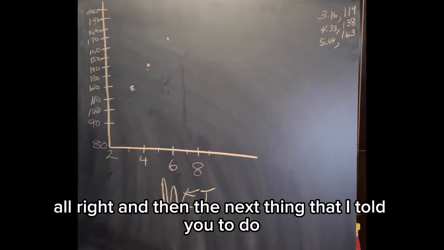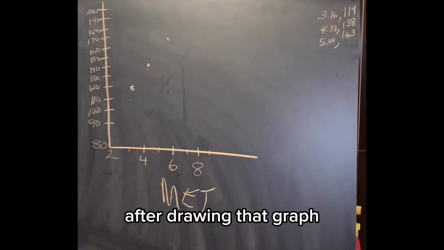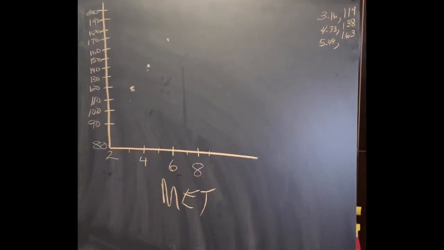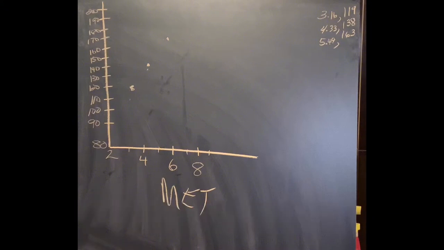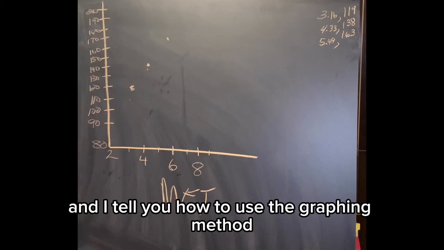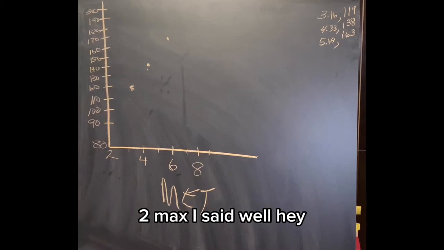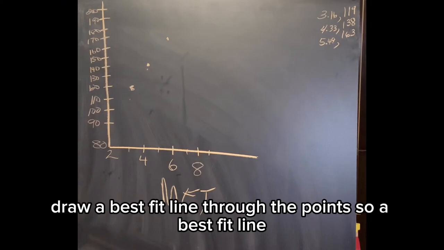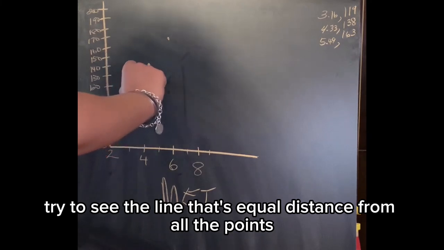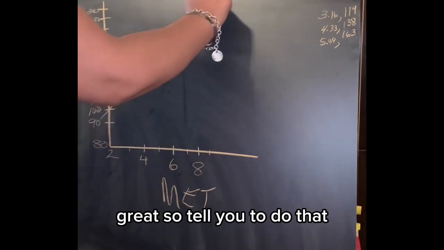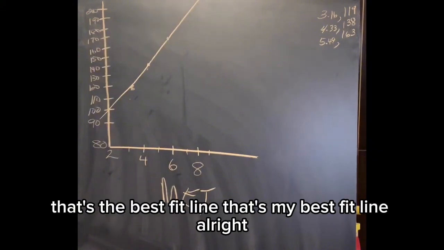All right. And then the next thing that I told you to do after drawing that graph, I said, well, what is the client's VO2 max in METs and milliliters per kilogram using the graphing method? And I tell you how to use the graphing method to come up with the client's VO2 max. I said, draw a best fit line through the points. So a best fit line, try to see the line that's equidistant from all the points. If it's able to go through all 3 points, great. That's my best fit line.